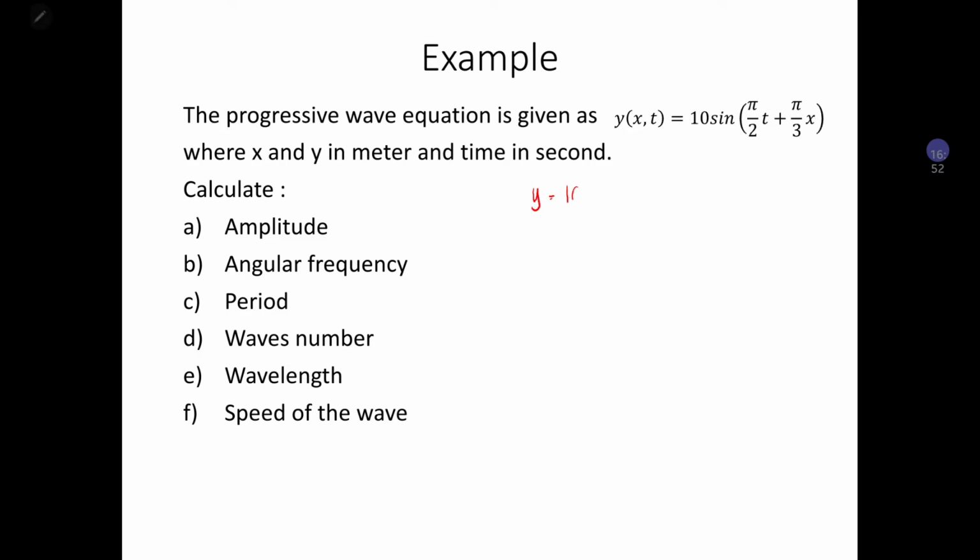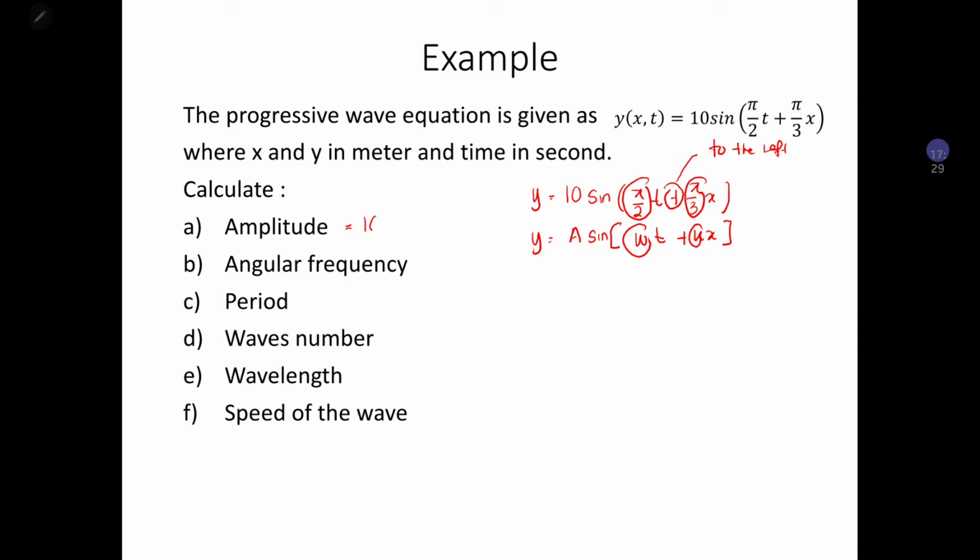Y sama dengan A sin pi over 2 T plus pi over 3 x. Alright, so kalau nampak kat sini, ini simbol adalah apa? Positif. So dia adalah to the left. So wave ni adalah propagates to the left. Comparekan Y sama dengan A sin omega T plus dengan K X. Omega sama dengan pi over 2. K sama dengan pi over 3.